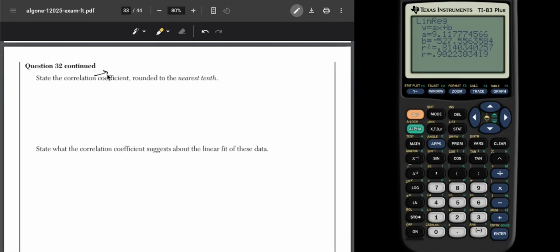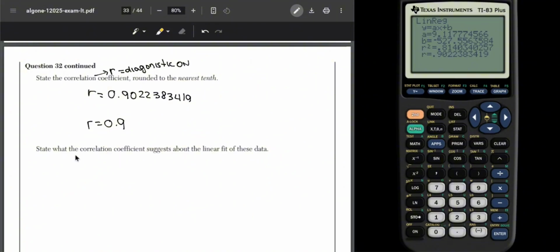Now, the second part says, state the correlation coefficient rounded to the nearest 10th. Your correlation coefficient is R, and that is why we turn our diagnostic on, because after your calculator is reset, your diagnostic would be off. So the first thing you want to do is turn your diagnostic on. So your R value is 0.9022383419. To the nearest 10th, your R is equal to 0.9.